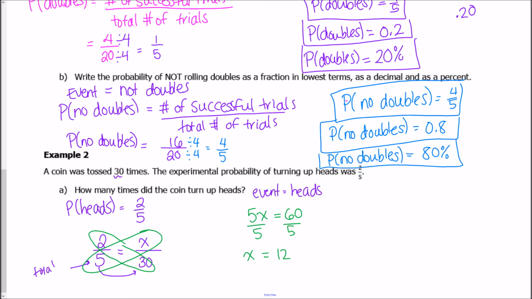Okay, that's one way to think about it. Another way to think about it is, if I simplify X over 30, I get 2 over 5. So to go from 5 to 30, we just have to multiply by 6. To go from 2 to X, we simply multiply by 6. 2 times 6 is 12. So therefore, 12 heads was our outcome.